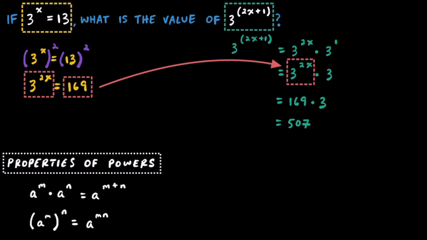And so, trying to be creative and think outside the box and use some of these properties of powers, we found out that the value of this expression over here is equal to 507. Hopefully this video made sense to you, and thanks for watching.